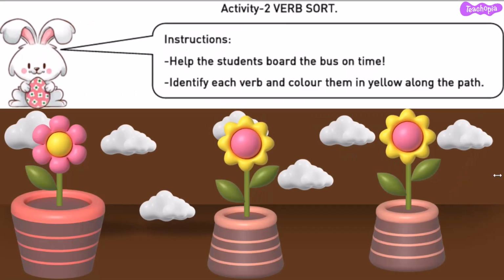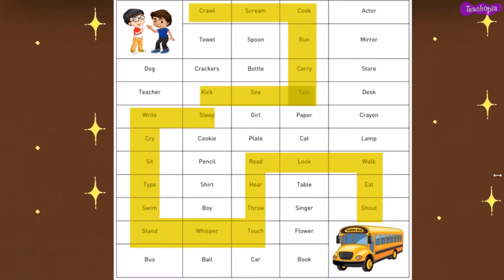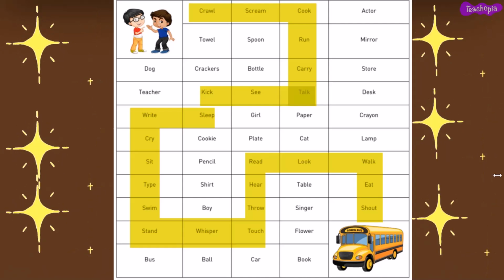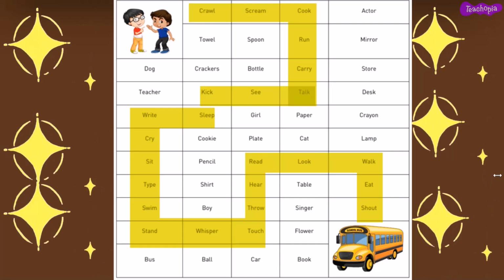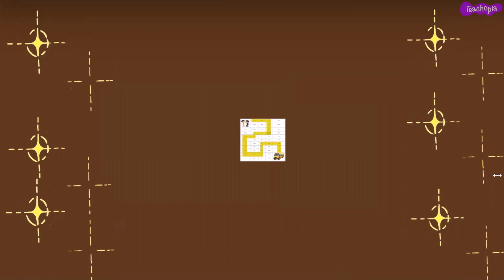The next activity, verb sort, will help our learners to board the bus on time. Here there are two boys who are waiting to board the bus. So the learners have to shade the verbs or action words in yellow and provide a path for these two boys to board the bus.